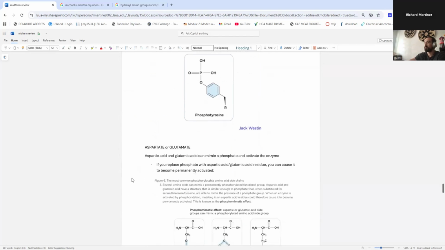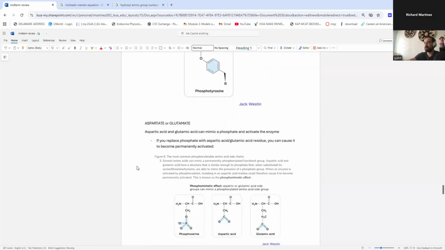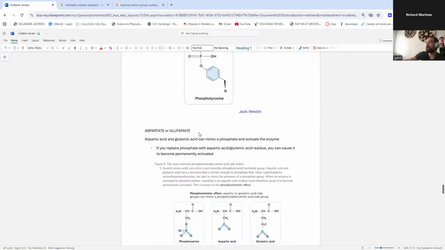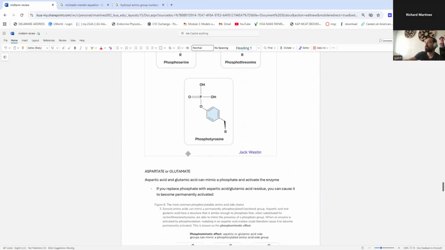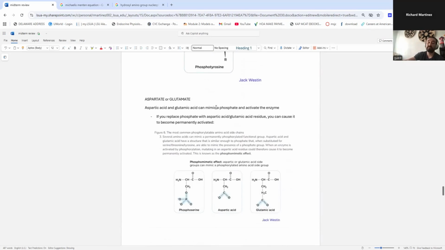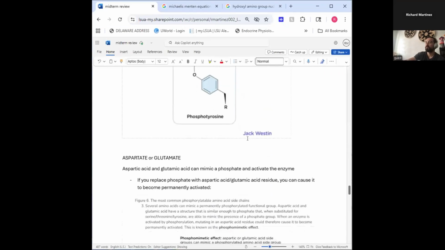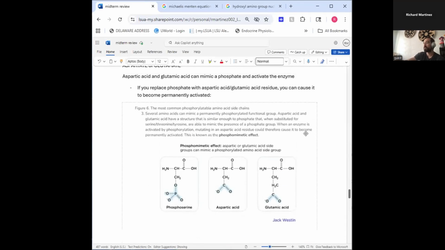And then I threw in some little notes just in case anyone was curious about anything past this class. There's aspartate or glutamate, which were the negatively charged ones. They can act as a site for phosphorylation. They can mimic a phosphate. If you replace a phosphate group with aspartic acid or glutamic acid, you can see that it can become permanently activated. That's called a phosphomimic effect.